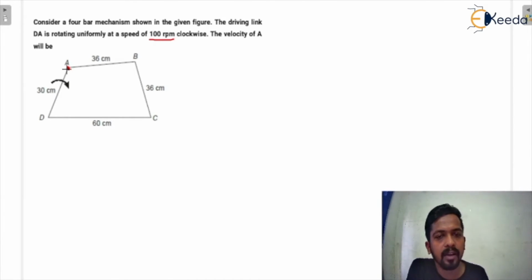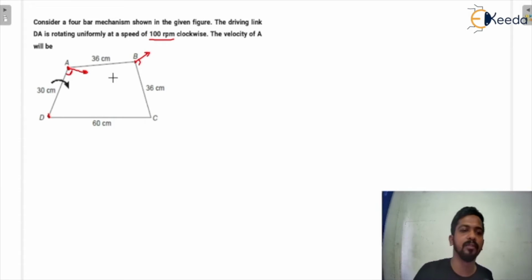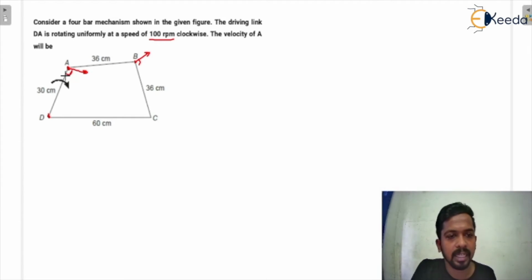velocity of A will be, and what is the direction of the velocity? It is always perpendicular to the distance between the hinged point and the point where you are going to find out the velocity. So that would be perpendicular to this link. You all know that if this is a link, the direction of the velocity of point B would be perpendicular to that link. So similarly we can find out the velocity. That is the direction, basically.